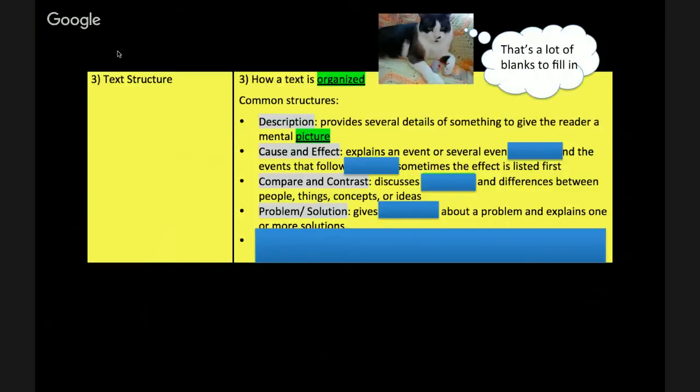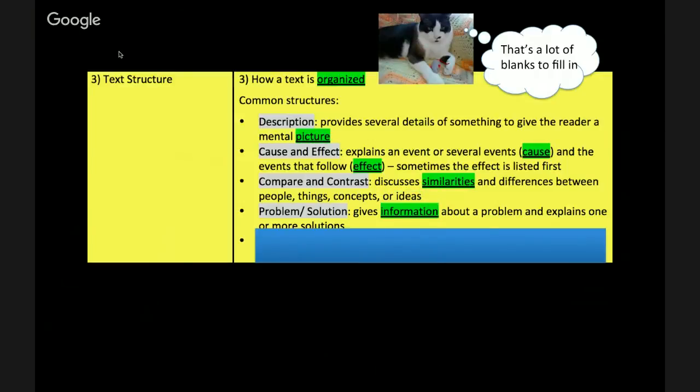And this is where the author explains an event or several events, that's a cause, and then the events that follow, the effect. Sometimes the effect is listed first, so one thing leads to another. Next, we have compare and contrast. This type of text structure discusses similarities and differences between people, things, concepts, or ideas.